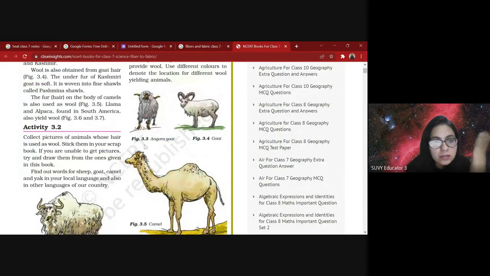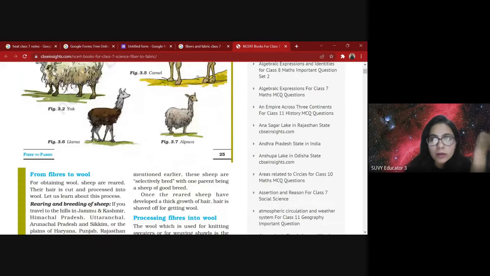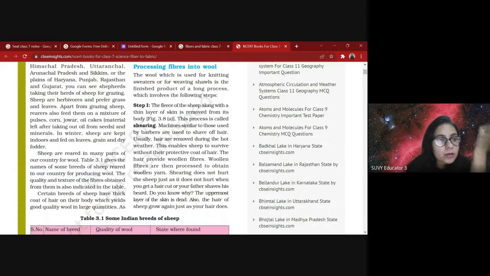You can see this Angora goat, this kind of goat, this camel. These are all responsible for giving us the fibers. Okay, now fiber. I have told you that there are many steps.